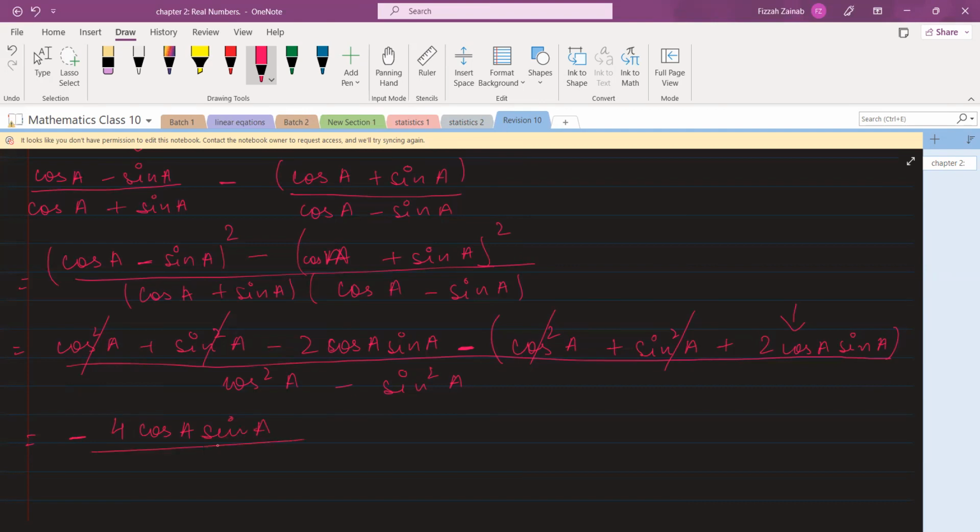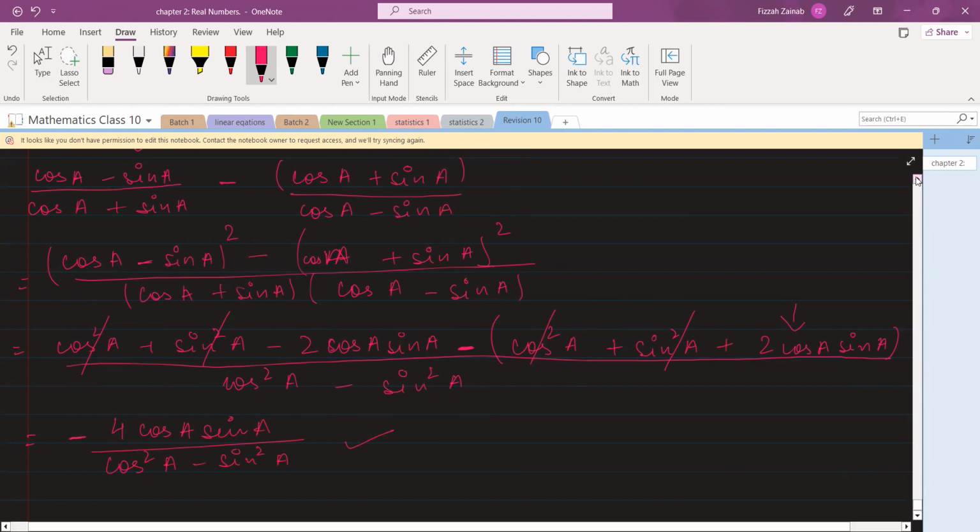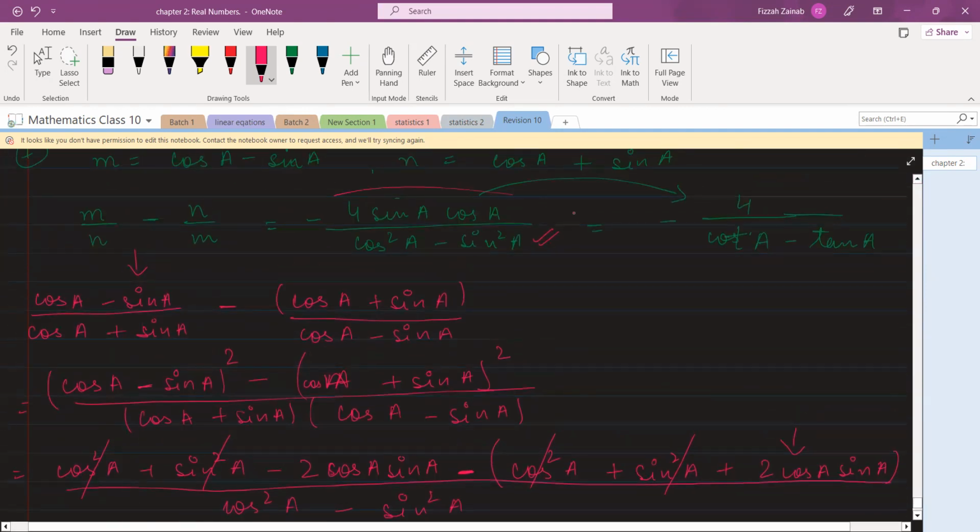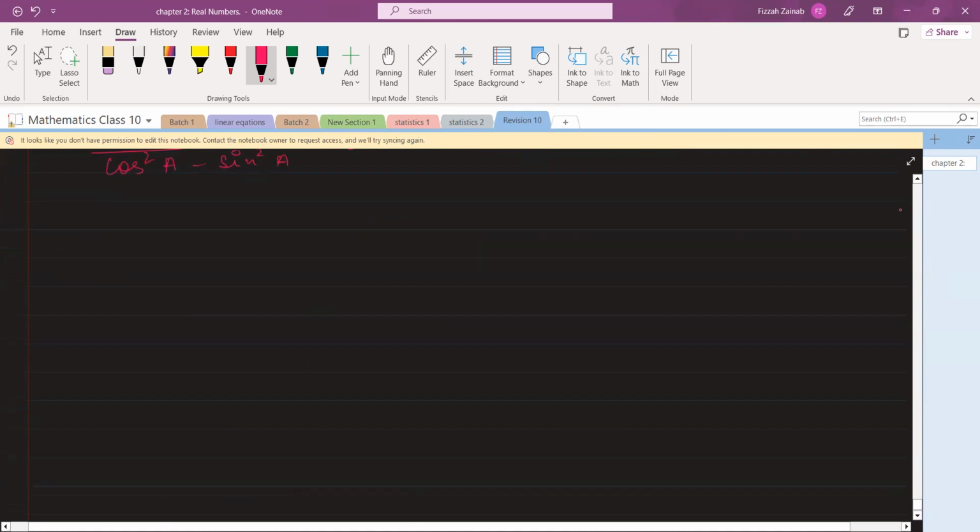Any problem here? No. I mean, you can write an additional step. First, open the bracket. Otherwise, I have done it directly. So the first step you have already done. So this part we have shown. Now we have to show this part. Okay.